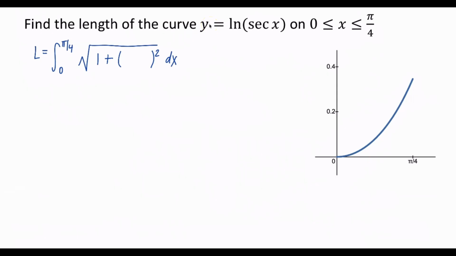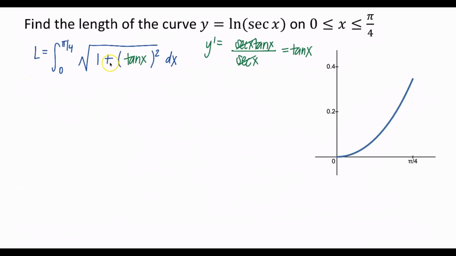So y is natural log of secant x. Y prime would be 1 over secant x times the derivative of secant x. So we'll put secant x in the denominator, the derivative of secant in the numerator. So we have secant x tangent x. Secant x over secant x is 1. So all we have left is tangent x. So that's what we're going to go ahead and replace over here inside our arc length formula. And then now we're going to go ahead and solve this definite integral here.